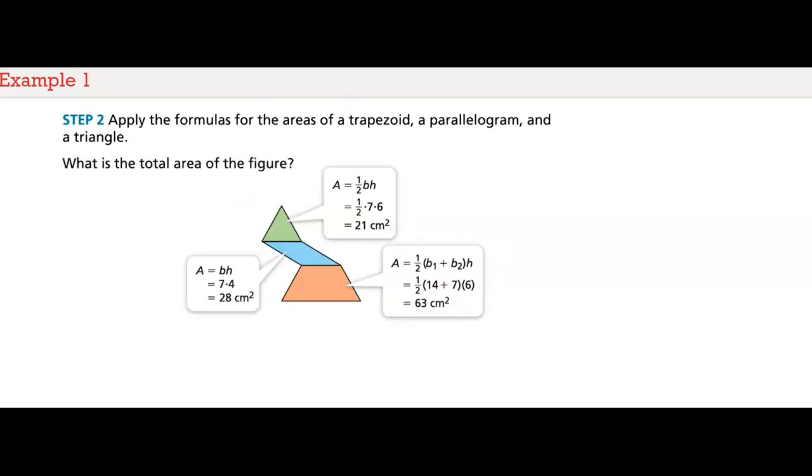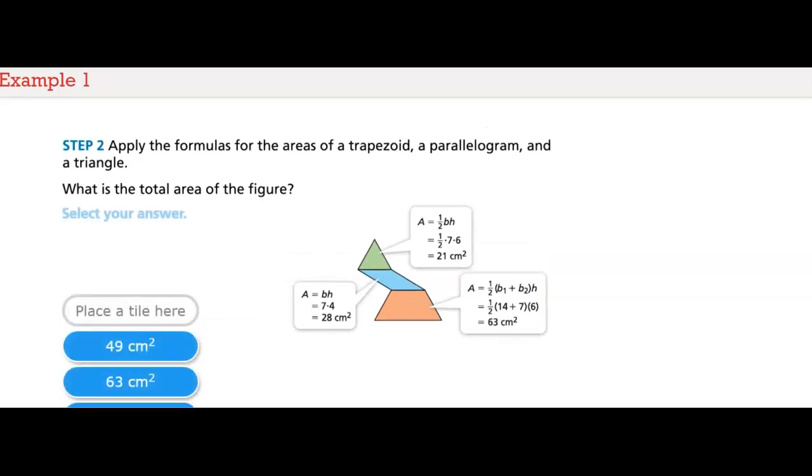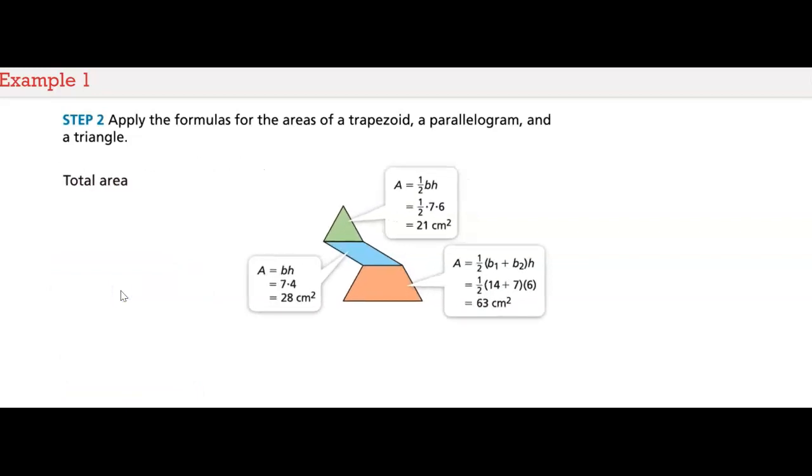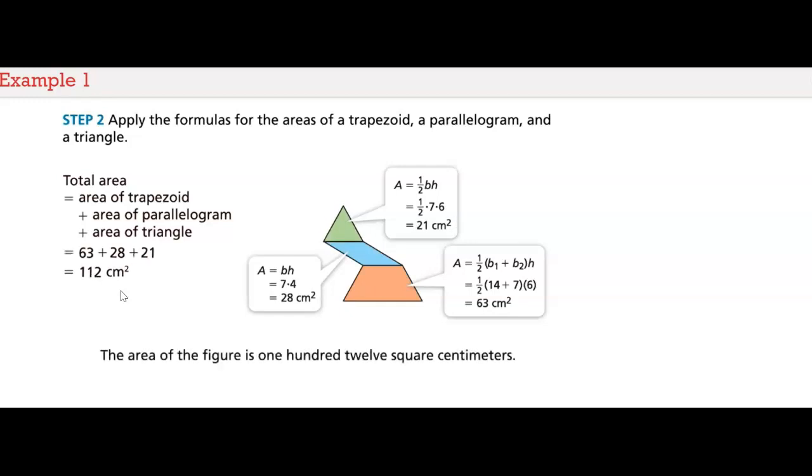What is the total area of the figure? Select your answer. The total area is equal to the area of the trapezoid plus the area of the parallelogram plus the area of the triangle. The area of the trapezoid is 63 square centimeters. The area of the parallelogram is 28 square centimeters. The area of the triangle is 21 square centimeters. The area of the figure is 112 square centimeters.